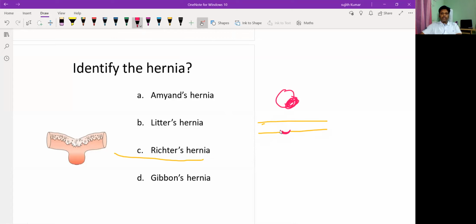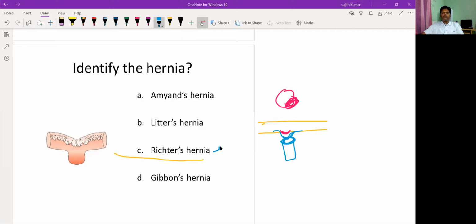And the classical example for Richter's hernia is the femoral hernia, because you have the femoral ring and then the femoral canal. The ring, particularly in females, is open and patulous. So a part of the wall of the bowel will go into the femoral ring. And in this case, you don't get specific features or signs of obstruction or strangulation.